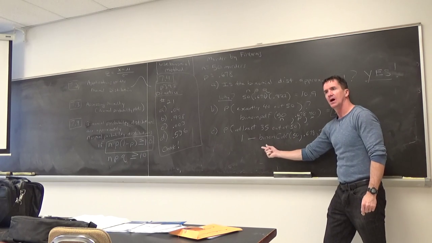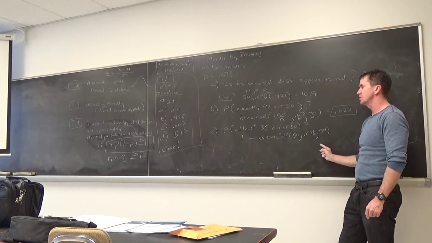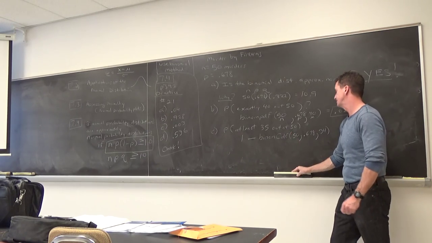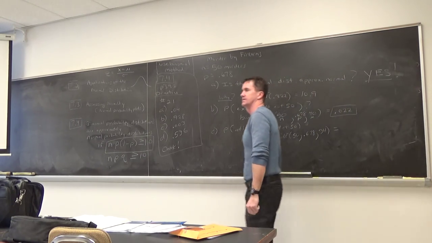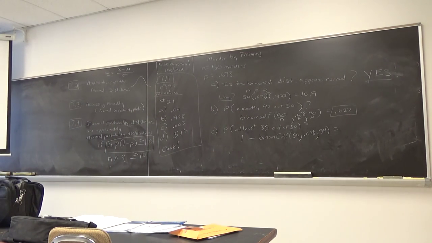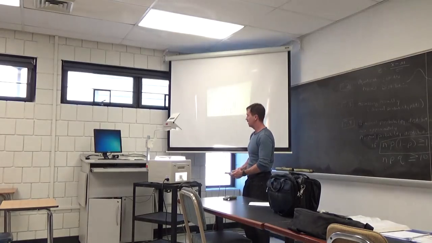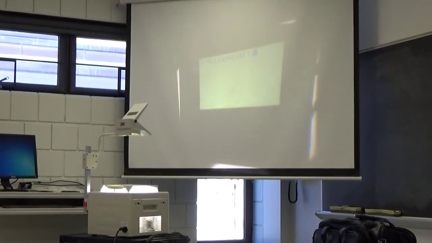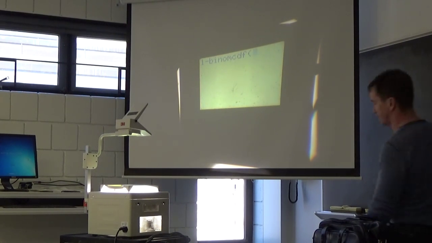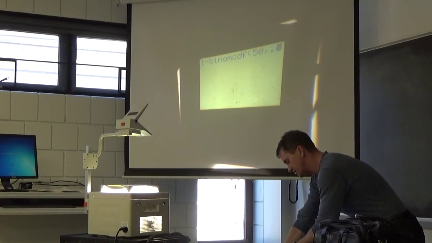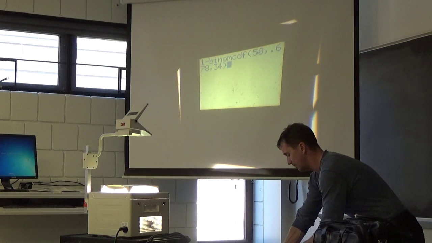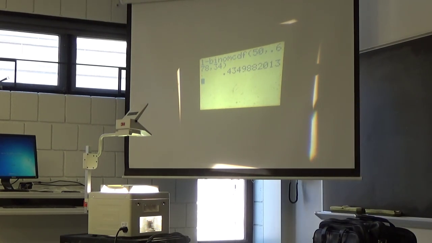Everyone, do you know what I'm doing? I'm subtracting out 0 through 34, so I'm left with the 35 and higher. Does that make sense? I'll do it too. Then we'll do a fewer than and a between, and we'll be done. One minus binomCDF, 50, 0.678, oh, not 35, but 34. Remove 0 to 34, I'm left with about 0.435.